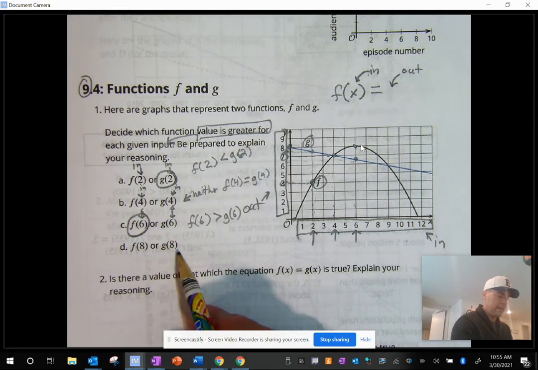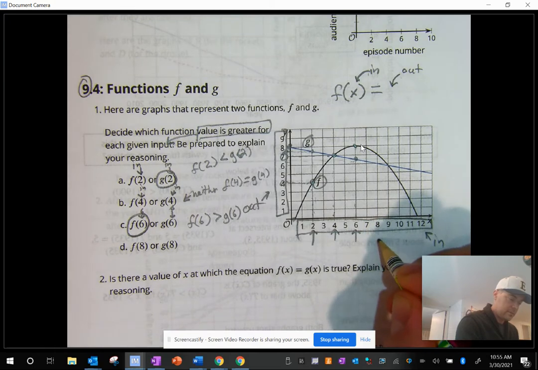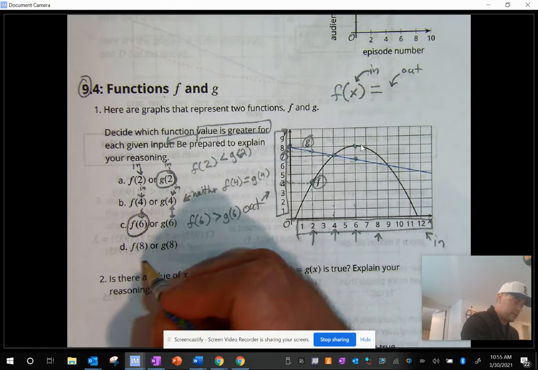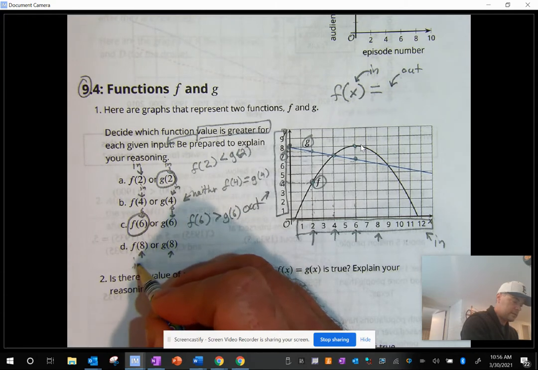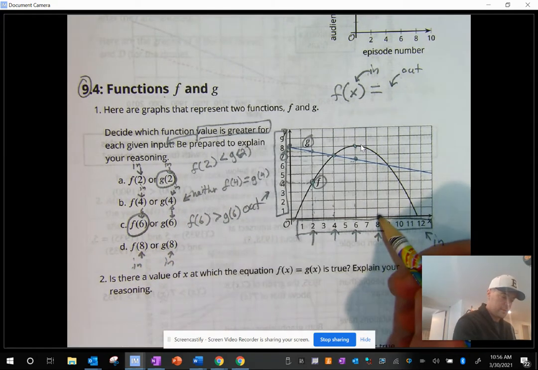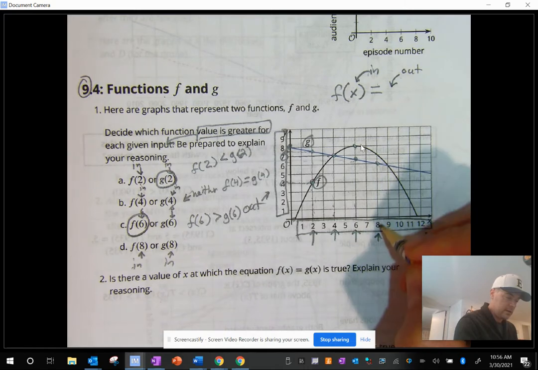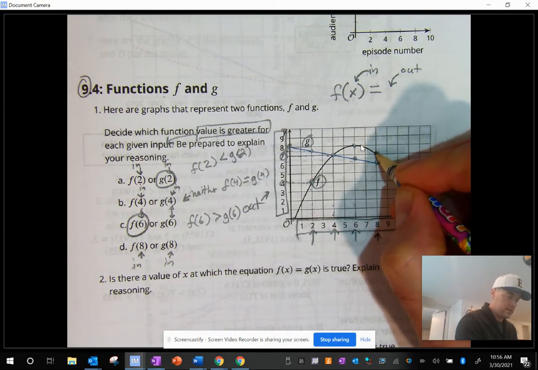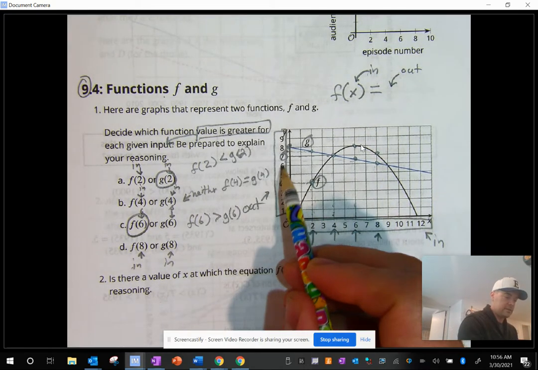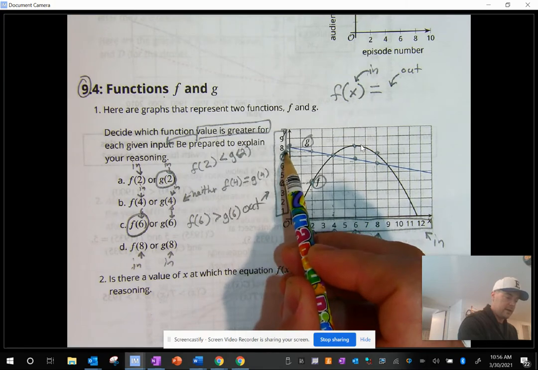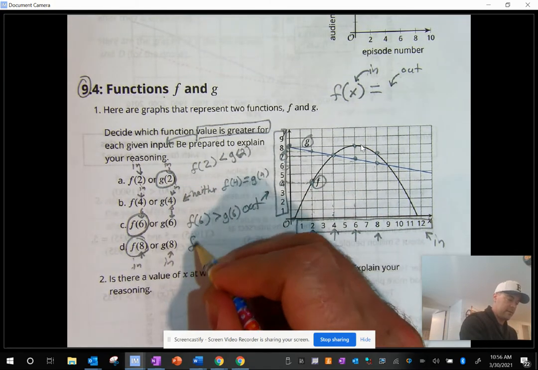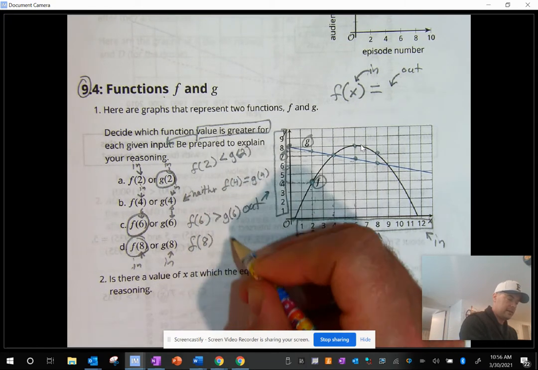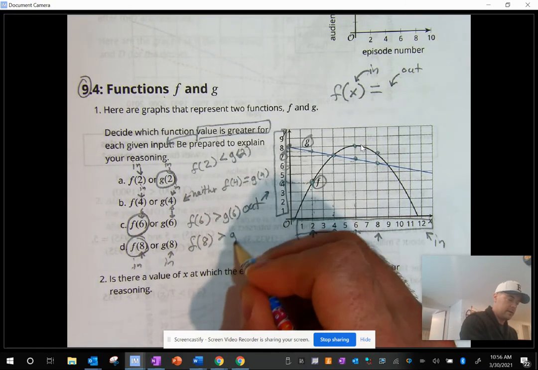And finally, f of 8 and g of 8. Our inputs are now right here at 8. So we're looking up here and it looks like g is still below f. g is at 6, f is at 7. So this one is still bigger. We can say f of 8 is greater than g of 8.